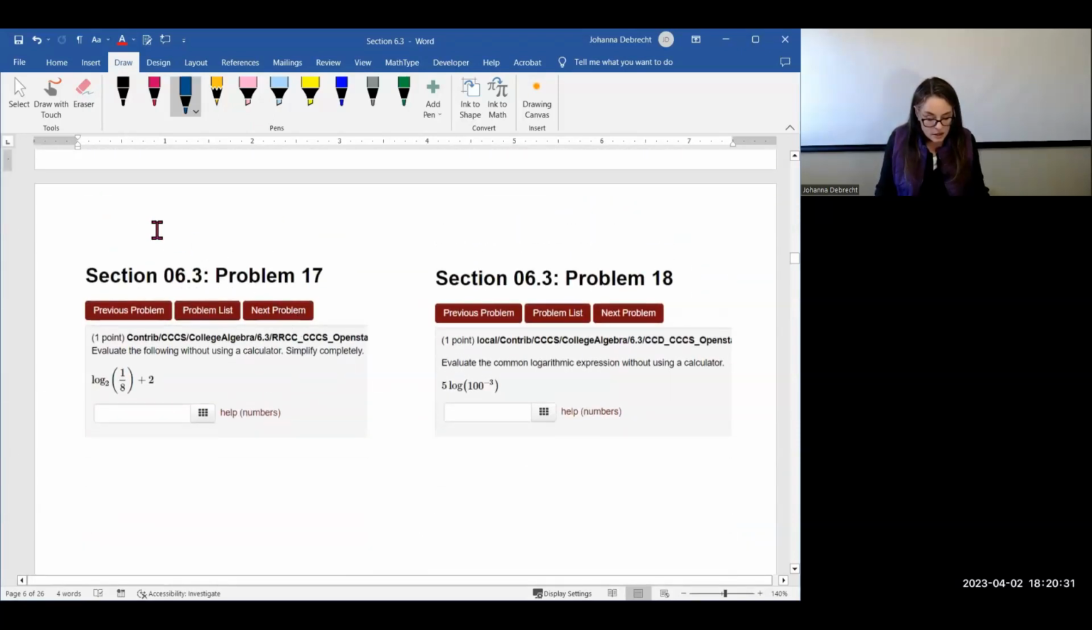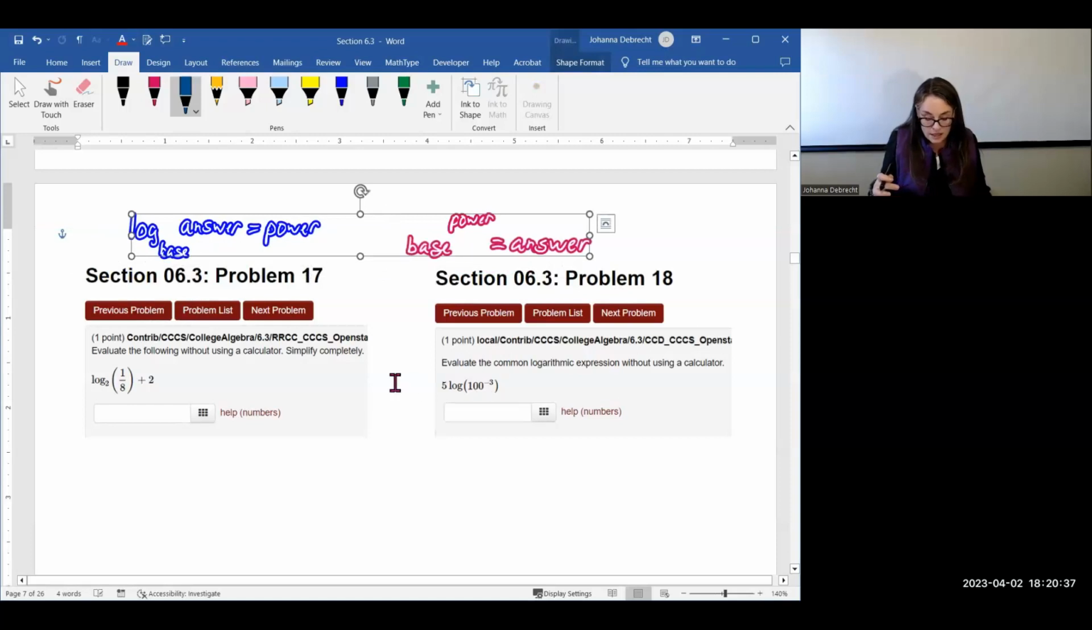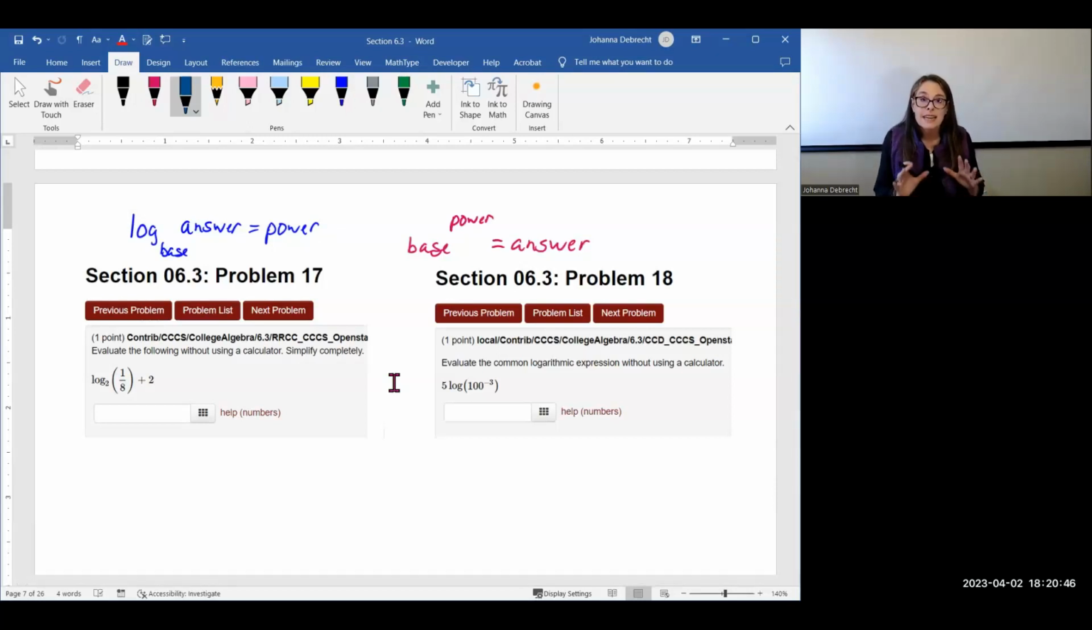All right, so let's look at this one right here. So adding in our helpful device, and I'm serious, write this at the top of every page. If you don't, you may make a mistake. So it really helps to write it in words, right? So when you're looking at this, it says evaluate the following without using a calculator. So I've got to apply logarithm base 2 to 1/8 first, and then add 2. The plus 2 is not a part of the logarithm.